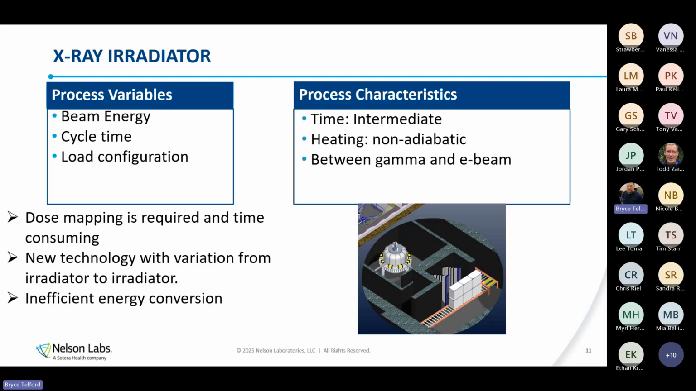X-ray radiation tends to be between the two. It's not as sensitive to density as electron beam. It is a little bit more sensitive than gamma. But what we're essentially doing is taking that accelerator and converting it to X-ray. So for our process variables, again, we can adjust the beam energy and how it's going down the conveyor, so we can change our cycle times. Again, we can also change our load configuration.